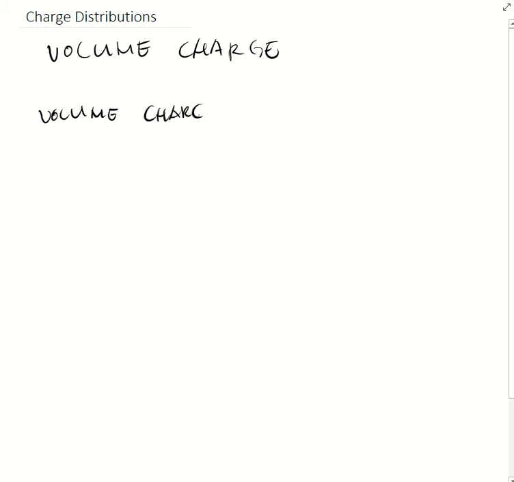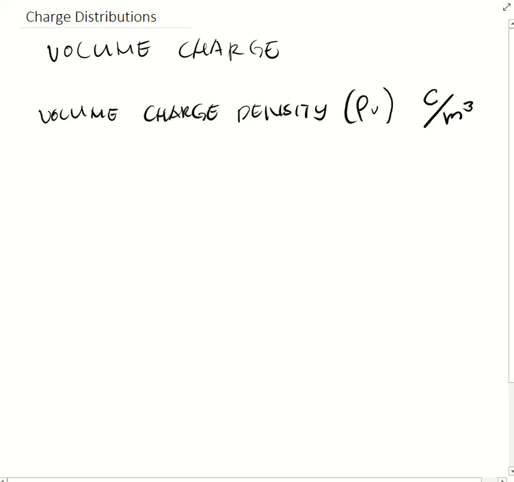Volume charge density, this is density. The density of the charge itself. So this will be rho V. So, ano ibig sabihin nito? This is the density of the charge, C, coulomb, per, when you say density, it's per something, diba? So, if it's weight density, volume density, and so on, so this should be per cubic meter, because this is a volume charge density.